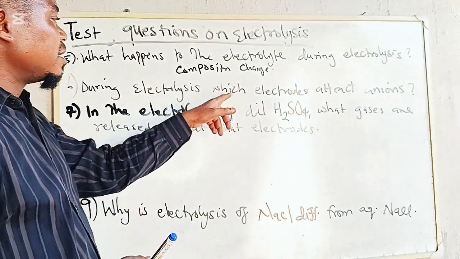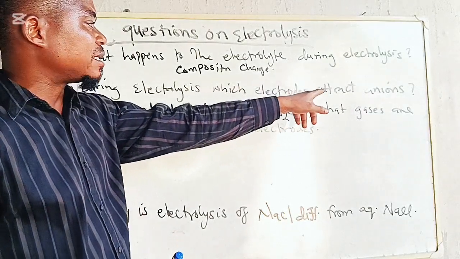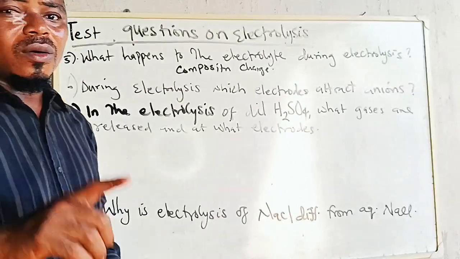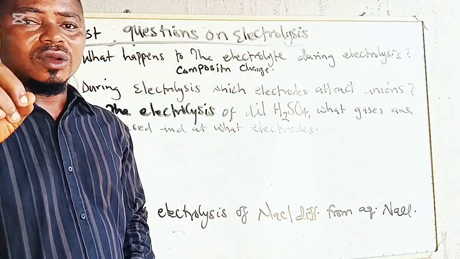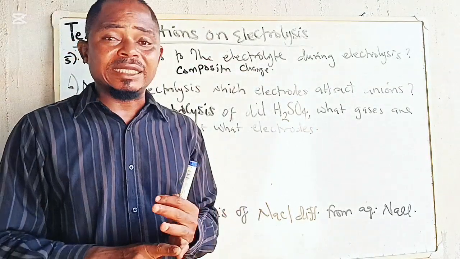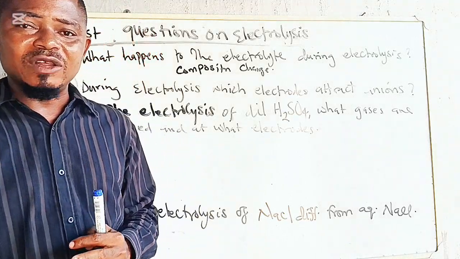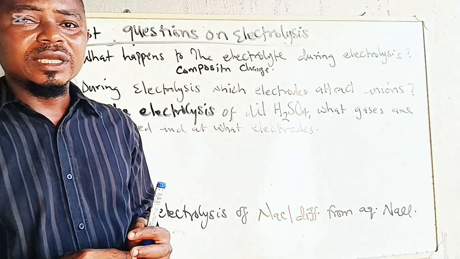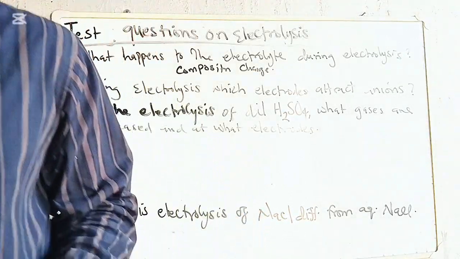During electrolysis, which electrode attracts anions? Now, have you picked your answer? All right. Now, you must know that the cathode is negatively charged and the anode is positively charged.